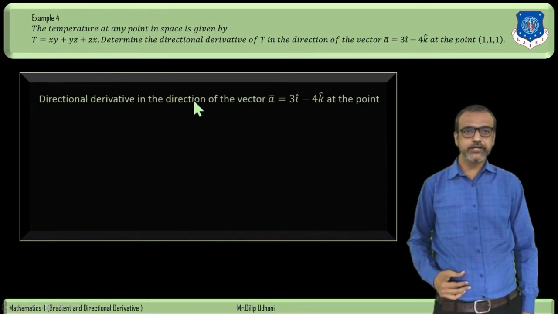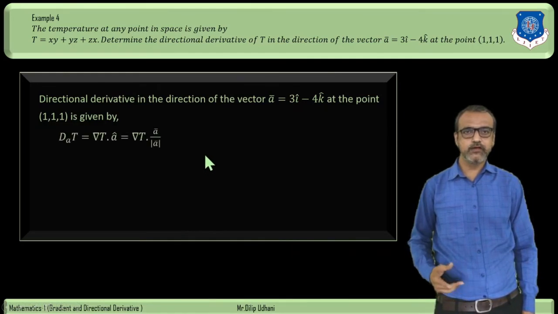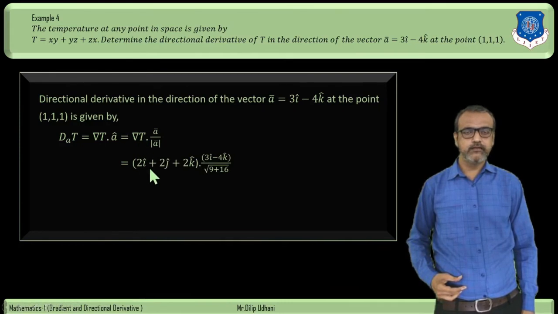Now, the directional derivative in the direction of the vector a bar equals 3i minus 4k at the point (1, 1, 1) is given by, this is how we define directional derivative, D_a T equals nabla T dot a cap. Nabla T will be as it is and a cap is a unit vector in the direction of the vector a, so that will be a vector divided by its magnitude. Now nabla T, that is 2i plus 2j plus 2k.